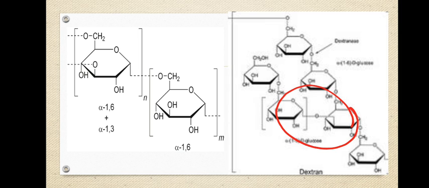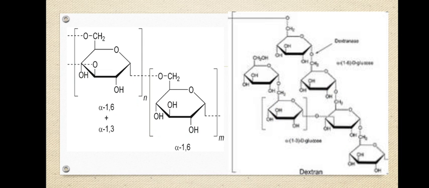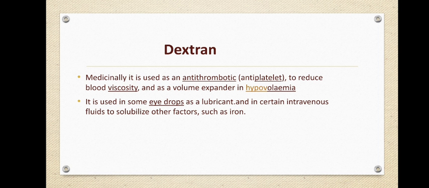If the branching is between this and this, then it is 1,3. If it is between this and this, it is 1,2. If it is this and this, then it is 1,4. Okay, so varied branching is seen in the case of dextrans.